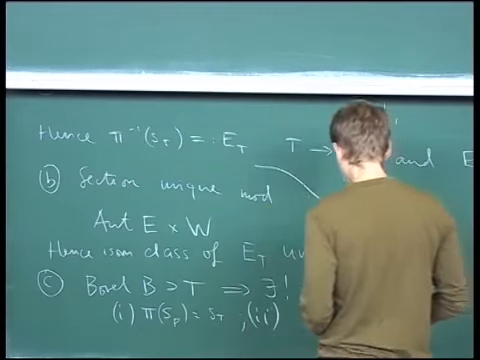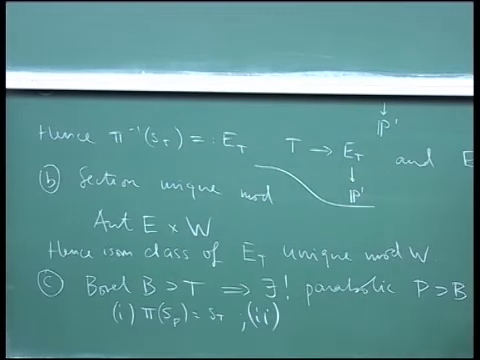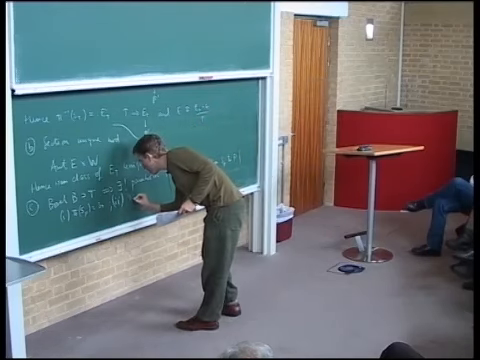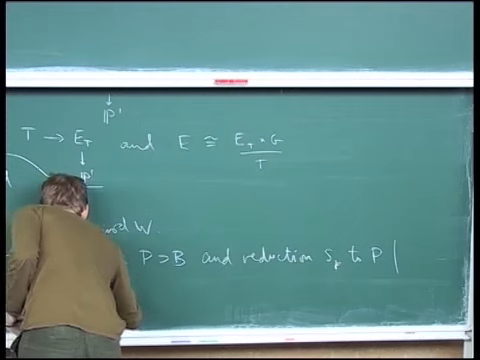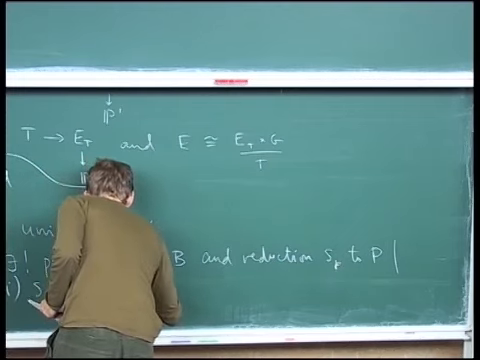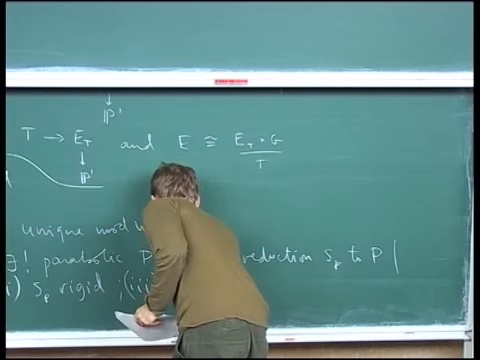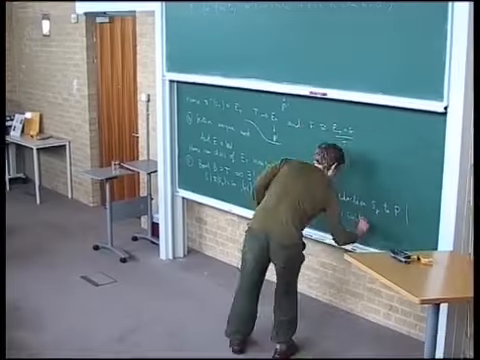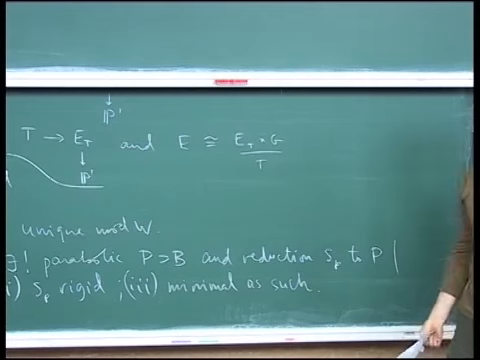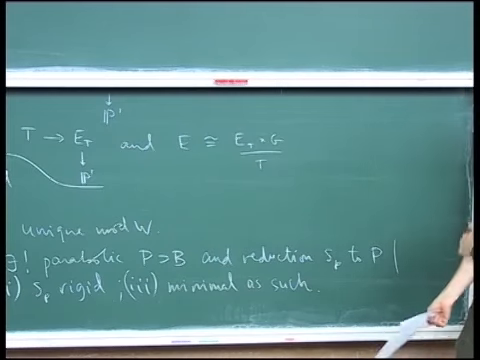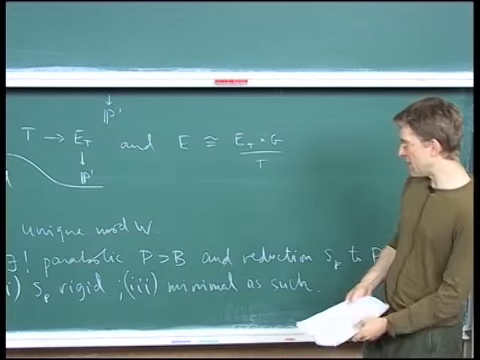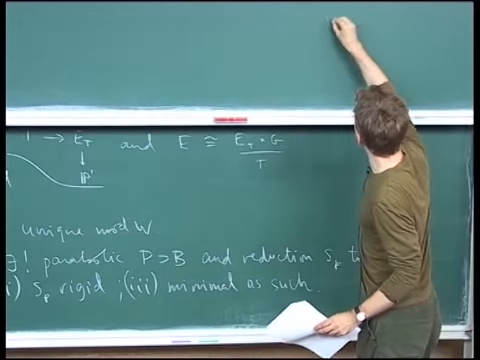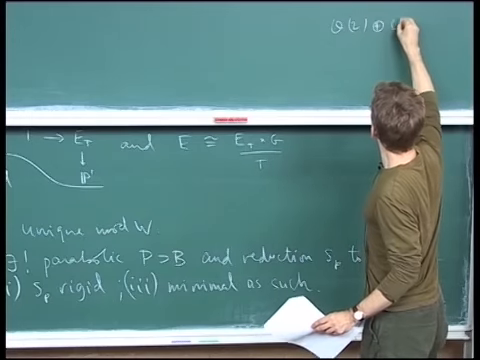Secondly, this reduction is rigid. It has no infinitesimal deformations. And thirdly, it's minimal. Among all reductions satisfying the first two properties, I can't reduce to a smaller parabolic subgroup and retain properties 1 and 2.